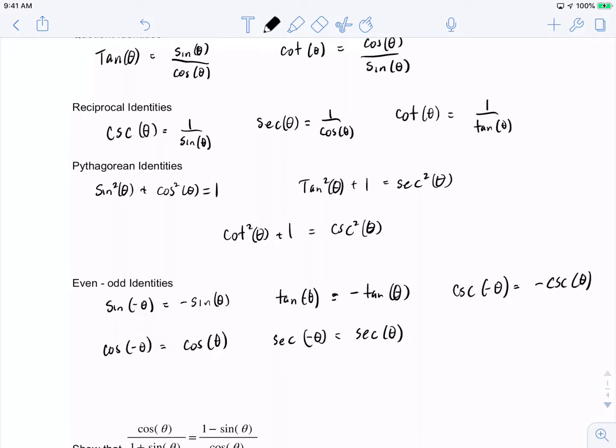Oh, and I forgot one more odd one. My apologies. Cotangent of negative theta is also equal to negative cotangent of theta. So the purple are the odd, and the non-highlighted ones are the evens. Okay, so we're going to be using this information to solve a few problems.